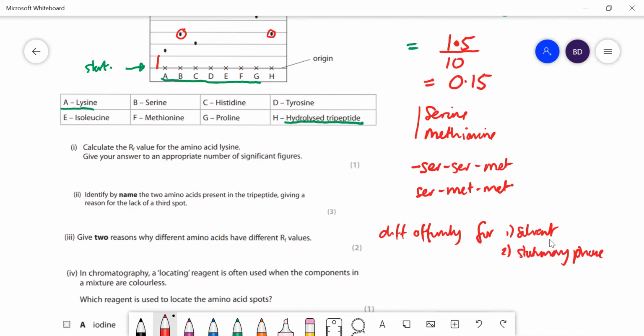So if one amino acid is very soluble in that solvent, it will move a long way. It will move close to the solvent front.